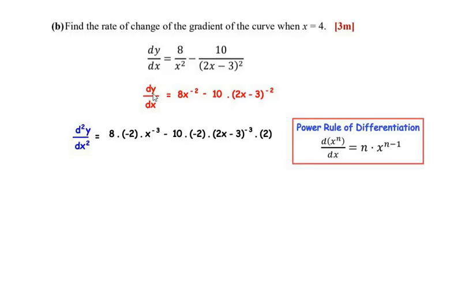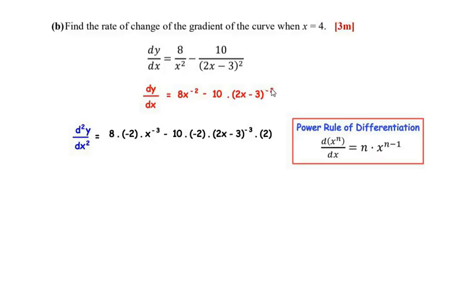So when we differentiate dy by dx again, we get d square y by dx square is equal to, now to differentiate the first term, we are going to use the power rule of differentiation. So the power -2 comes down and gets multiplied with 8 times x to the power of, now the power reduces by 1 giving us -3, minus 10 times, now to differentiate 2x minus 3 to the power of -2, we have to use the chain rule of differentiation.